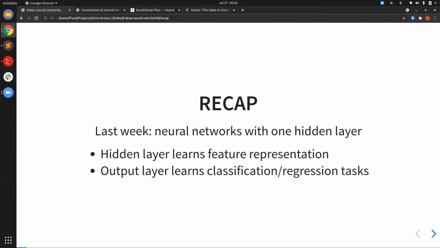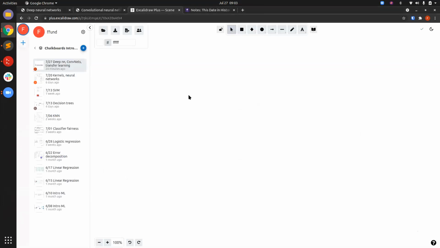Those neural networks, we said, were special because they were able to learn not only a mapping from features to classes or from features to a continuous output, but they were also able to learn a feature representation. So, a quick review of where we are in terms of the evolution of learning models.